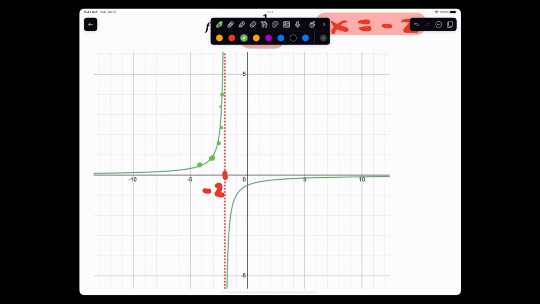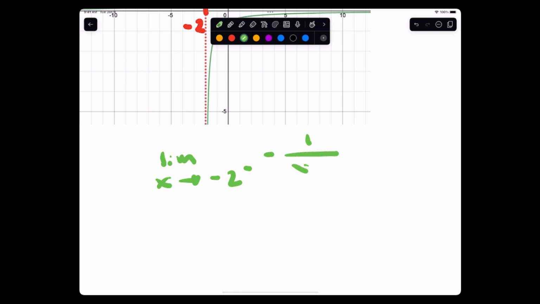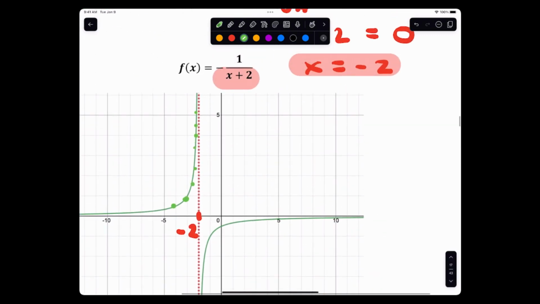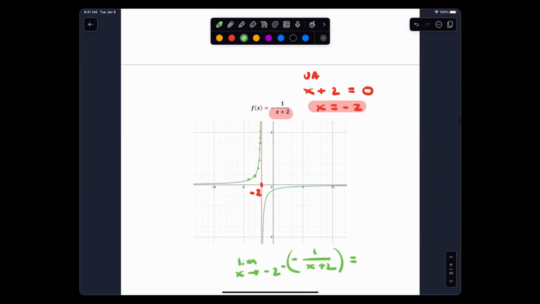Where are your points going to? Yeah, the y-coordinate's going to positive infinity. So you can say the limit as x goes to -2 from the left of the curve -1 over x plus 2. Okay? That equals what? What is that? Where's that going? Positive infinity. Good.